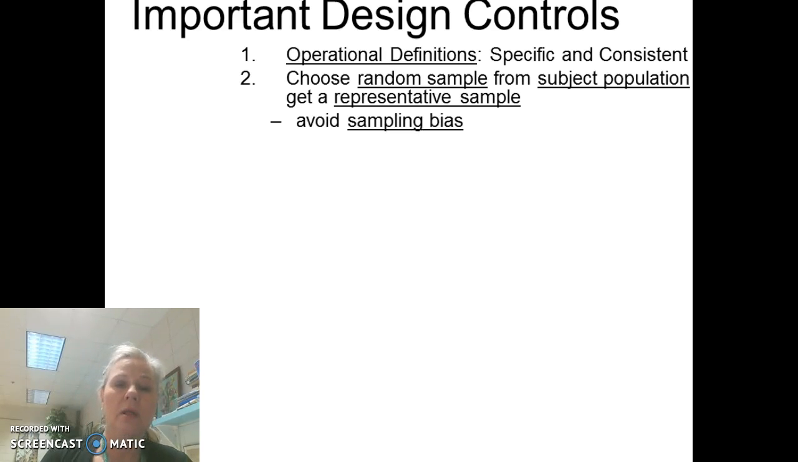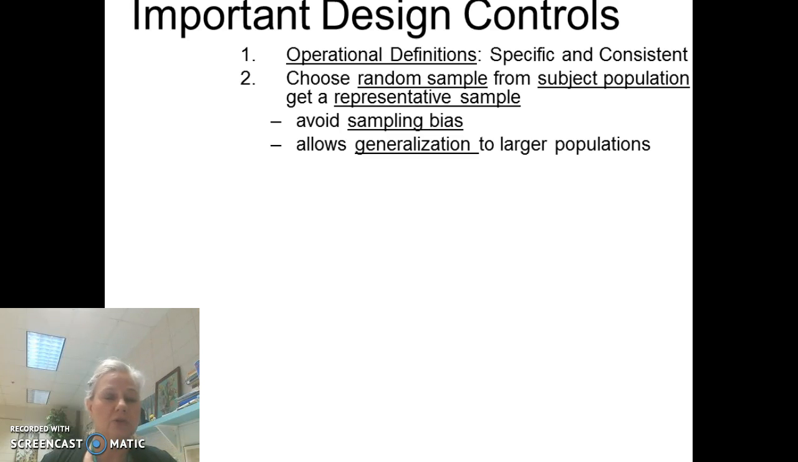Next, we need to choose a random sample from the subject population to make sure that we get a representative sample. So what this means then is that if I am doing a study on people with test anxiety and I want to find a new medication to help them get through test anxiety, then everybody has to have test anxiety. That's my subject population, and I choose randomly from that so that they do represent the population as a whole. Now, this does two things for us. It avoids sampling bias, and it allows us to generalize to larger populations.